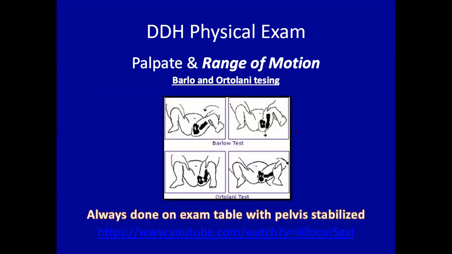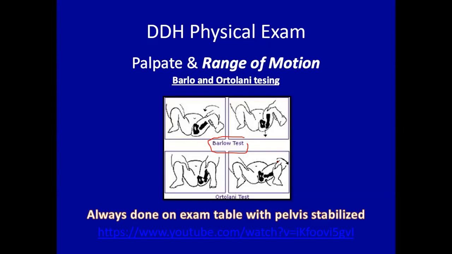This is a YouTube video that talks about the Ortolani and Barlow. Barlow is the bad guy. Always remember that, because he dislocates the hip, and Ortolani is the nice guy. He puts it back in. So basically, with the Barlow test, you internally rotate the femur and then apply a posterior pressure, which would push that dysplastic hip right out of the socket. Whereas with the Ortolani, you're actually putting it back in.